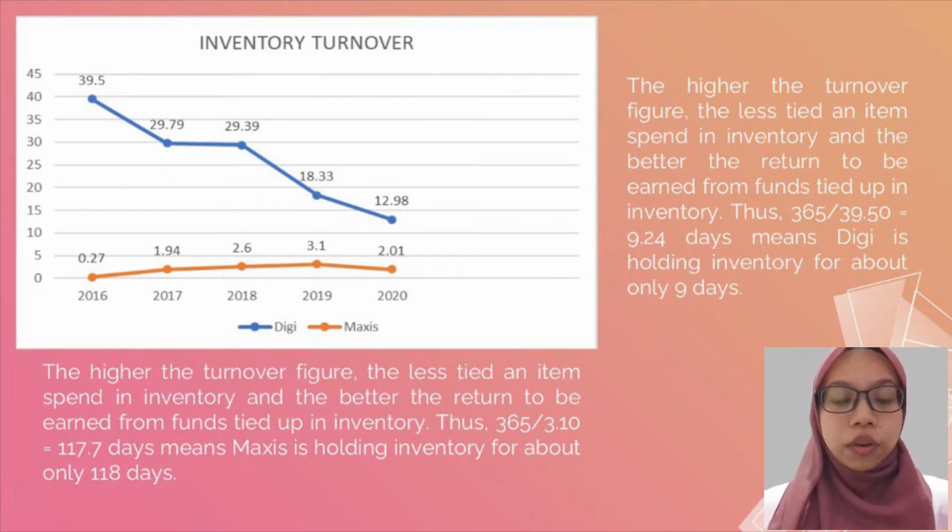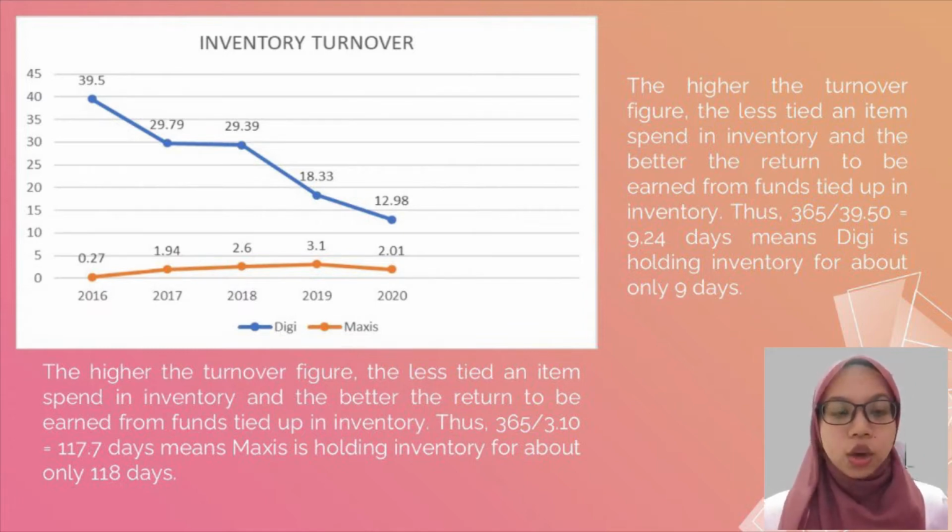Next, inventory turnover for DG decreased from 2016 to 2020 by 12.98. The higher the turnover figure, the less time an item spent in inventory and the better the return to be earned from funds tied up in inventory. Thus, 365 days divided by 39.50 equals 9.24 days. This means DG holds inventory for only about 9 days.